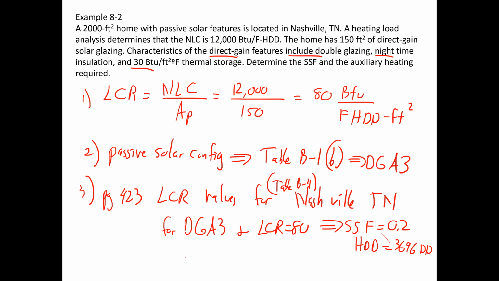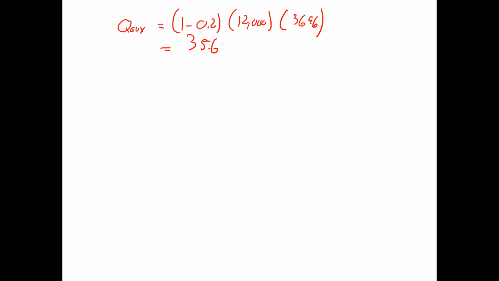With that, we can calculate the auxiliary heat needed. That would be 1 minus the solar savings fraction, multiplied by the net load coefficient, multiplied by the number of heating degree days. In this case, we would need 35.6 times 10 to the 6 BTU in total auxiliary heating. So anyway, I hope that's helpful. This example problem concludes our last video for chapter 8.